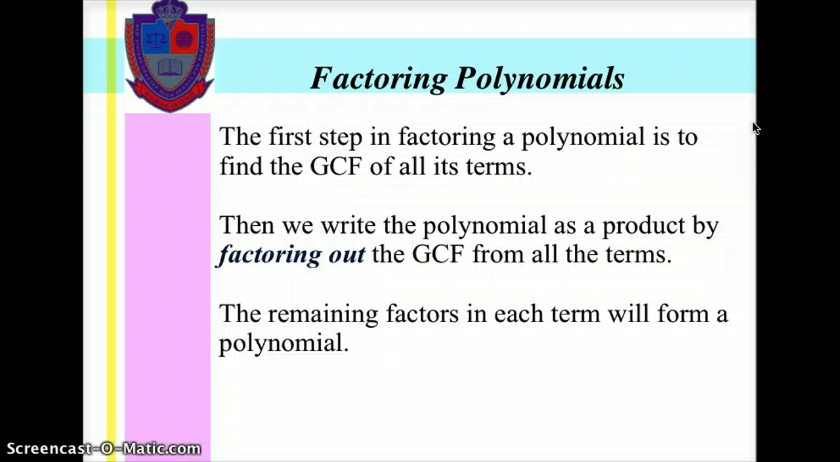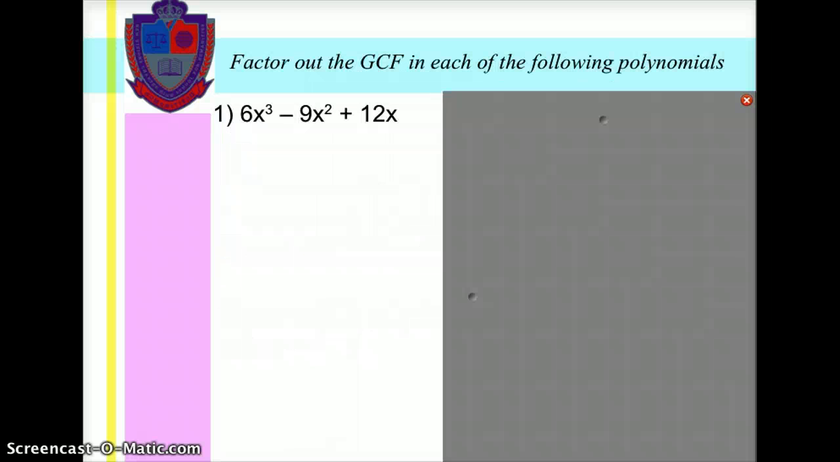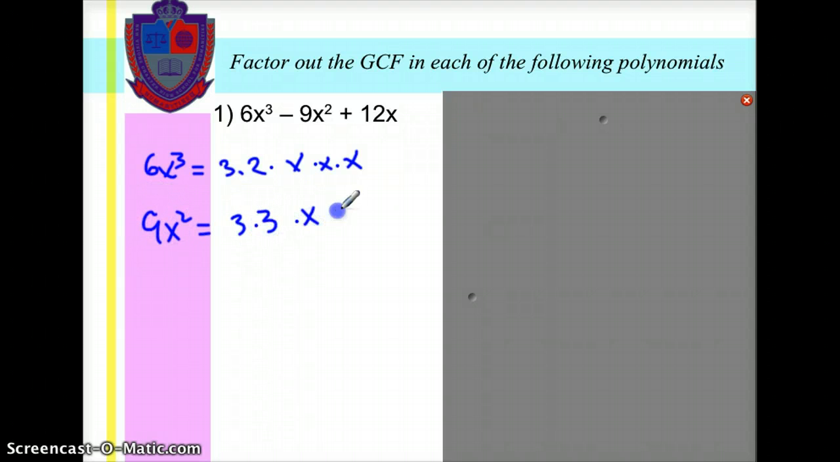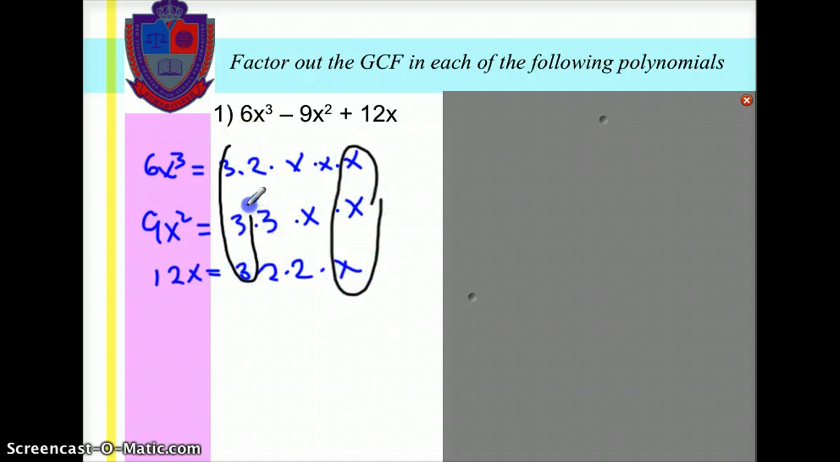Now when we're factoring a polynomial, the first step is to find the GCF of all its terms. Then we're going to write the polynomial as a product by factoring out the GCF from all the terms. The remaining factor in each term will form a polynomial. So, 3 simple steps. Again, all we're doing is breaking this down. 6x to the 3rd is actually 3 times 2 times x times x times x. 9x squared is 3 times 3 times x times x. And 12x is 3 times 2 times 2 times x. Same thing as we do to find a GCF. They have an x in common, and they all have a 3. Notice they all have to have it in common, okay? If it doesn't have all of them in common, then we have an issue.